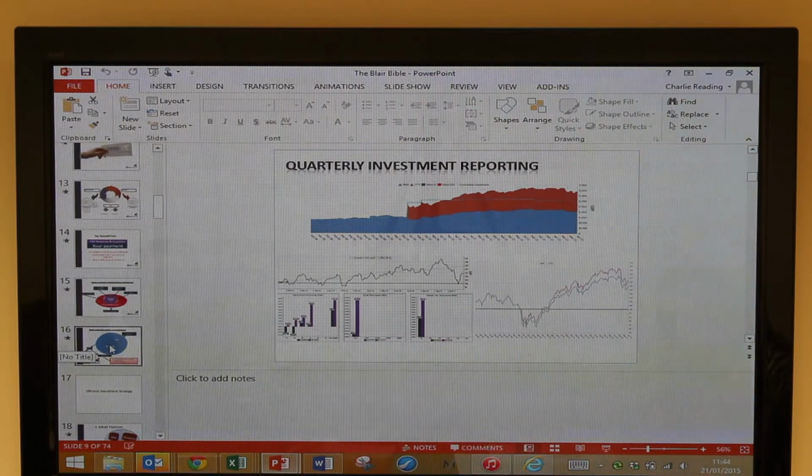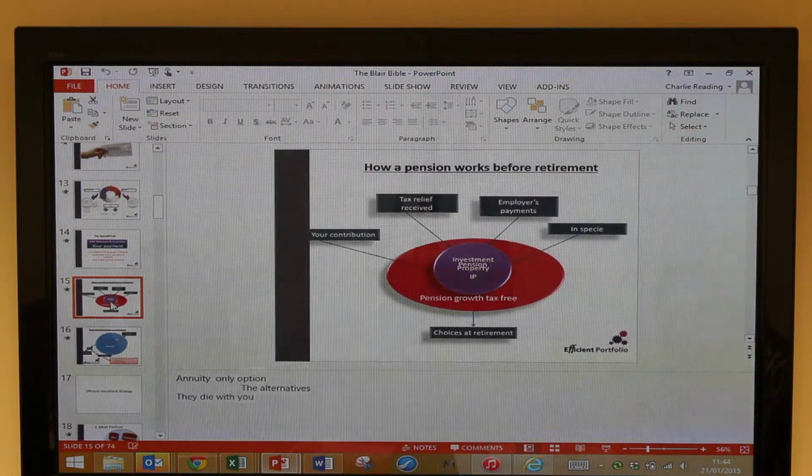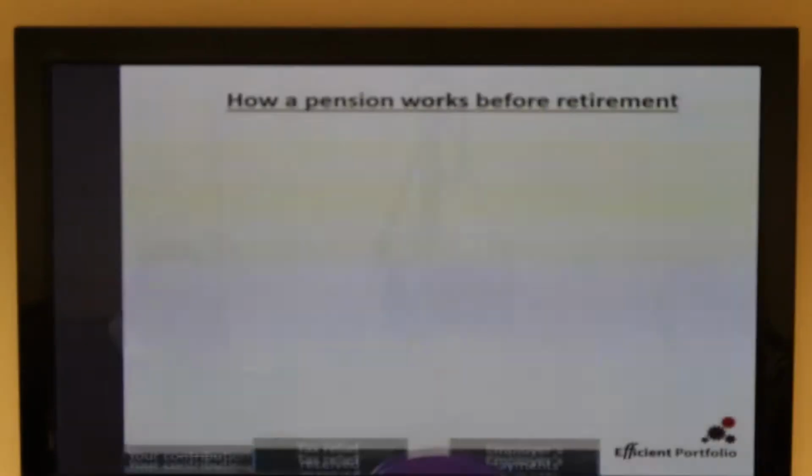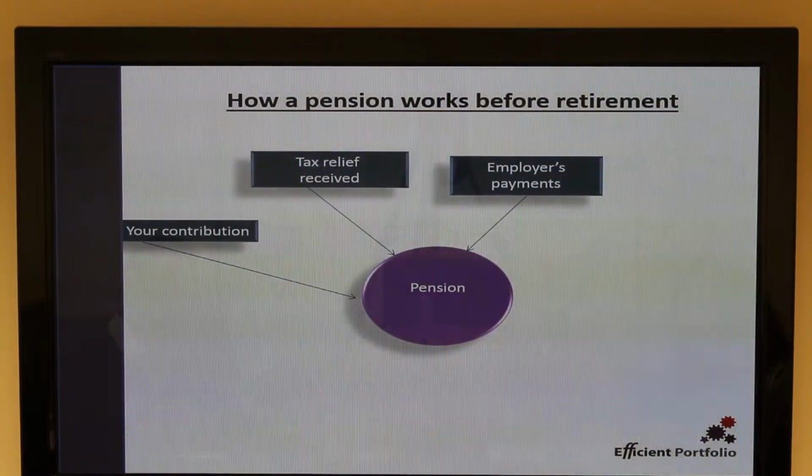You asked me to explain a little bit about pensions, so it's worth just touching on that and how the tax treatment works. In the lead up to retirement, you're putting your money in. You get some tax back from the government as a result of putting money in, and also you've got money from your company that goes in there.